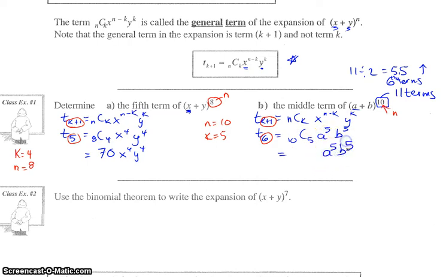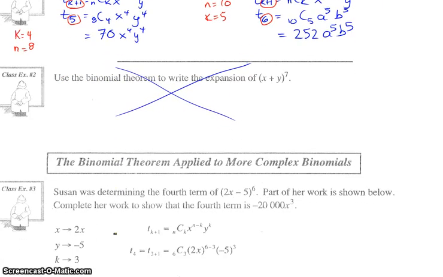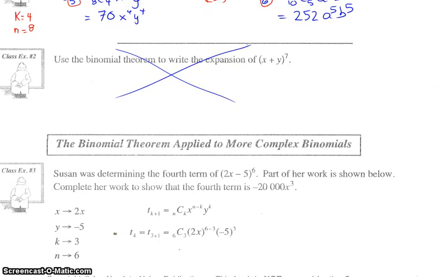Okay, so grab the calculators. Let's do that. Okay, so we should have gotten 252, a to the 5th, b to the 5th. Awesome. Okay, now example 2 we're not going to do because we did a couple full expansions using that blank piece of paper. But what we'll do is look at this one.